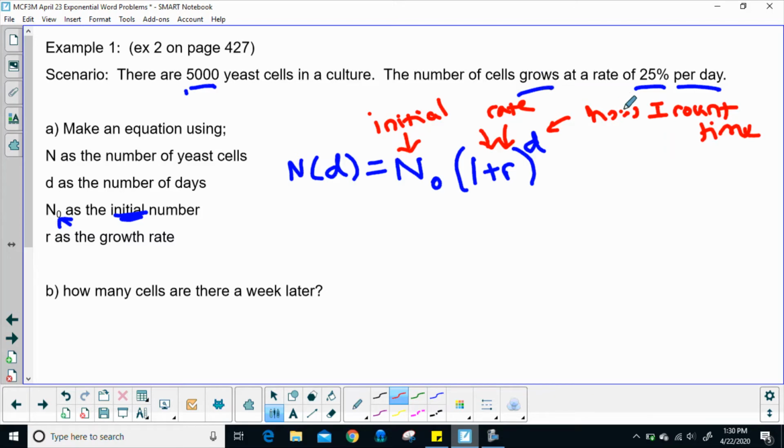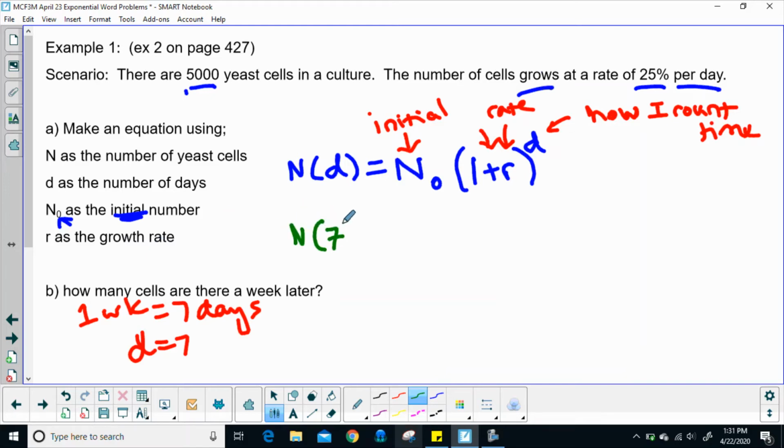So that's generally what we put up in the exponent. Okay, that's our time. So if I want to figure out how many cells there are a week later, so remember 1 week has 7 days. So that means I'm just going to sub in D equals 7, and then I'm going to use my calculator. I'm going to solve my question. Okay? So I want to know the number at 7 days.